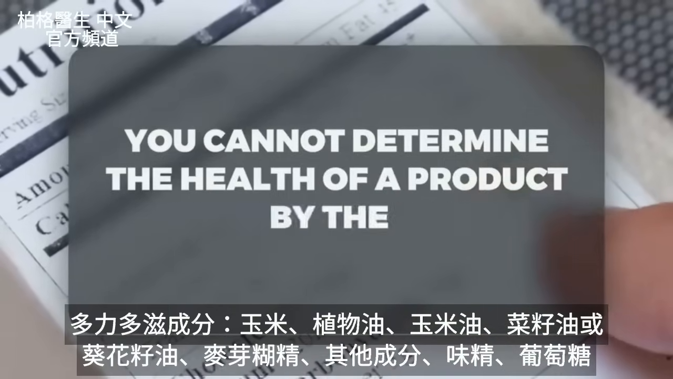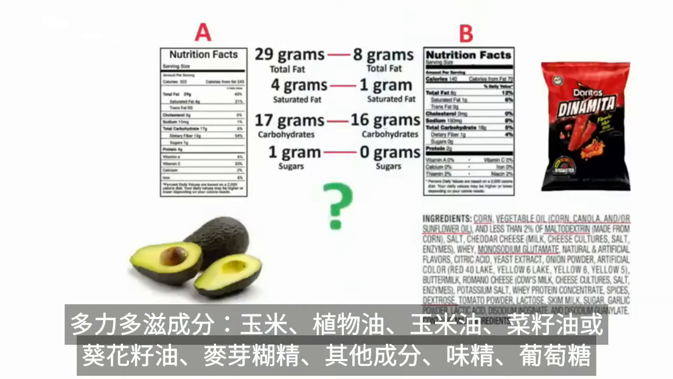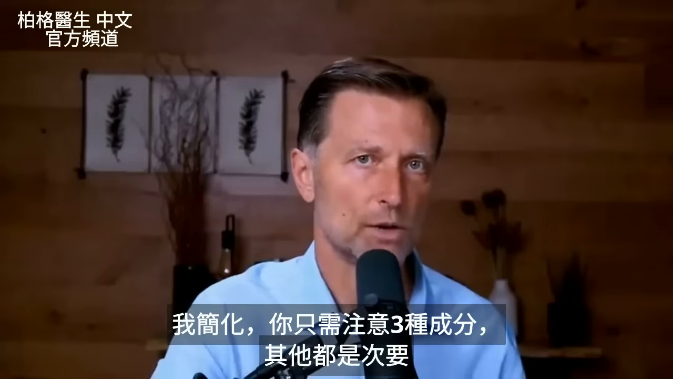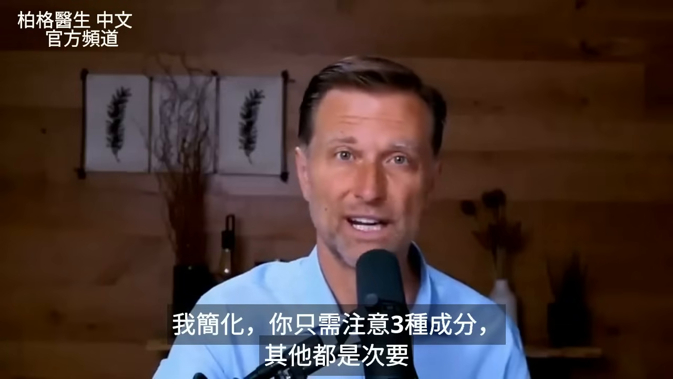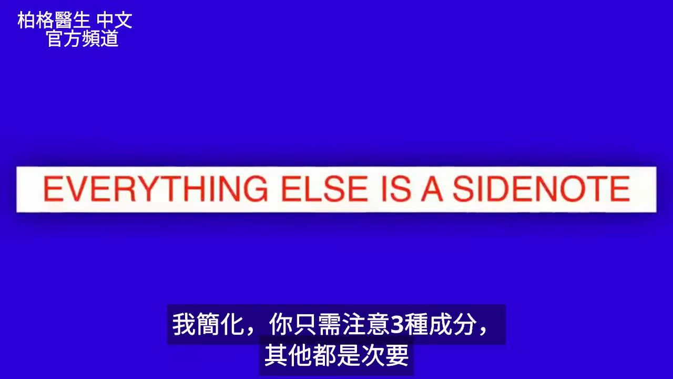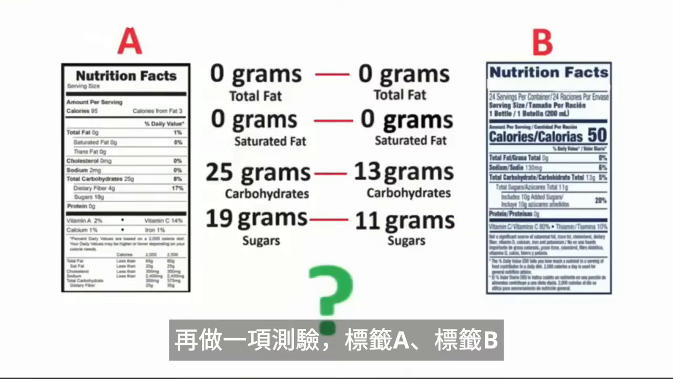Let's take a look at these ingredients. The first one is corn, and then we have vegetable oil: corn, canola, and/or sunflower oil. And then we have maltodextrin, then a bunch of other things, and then monosodium glutamate, and then dextrose. And in a minute, I'm going to simplify this whole thing for you. So really, there's only 3 ingredients you have to watch out for. Everything else is a side note, but let's just do one more test.